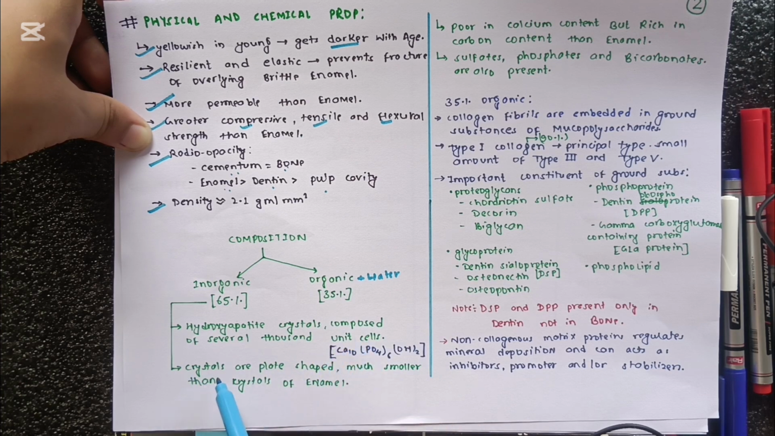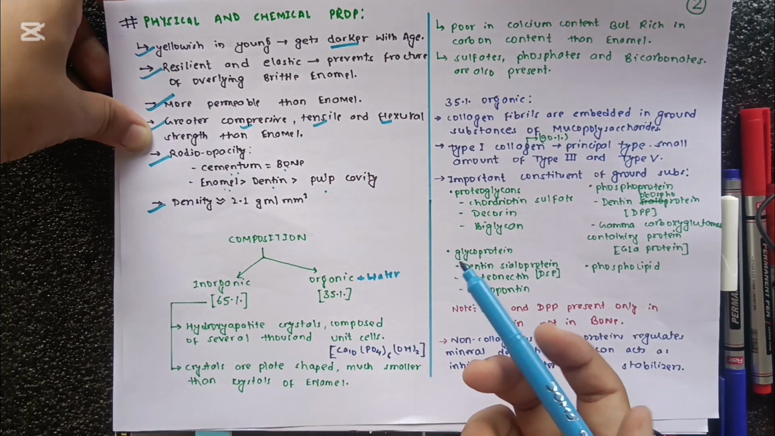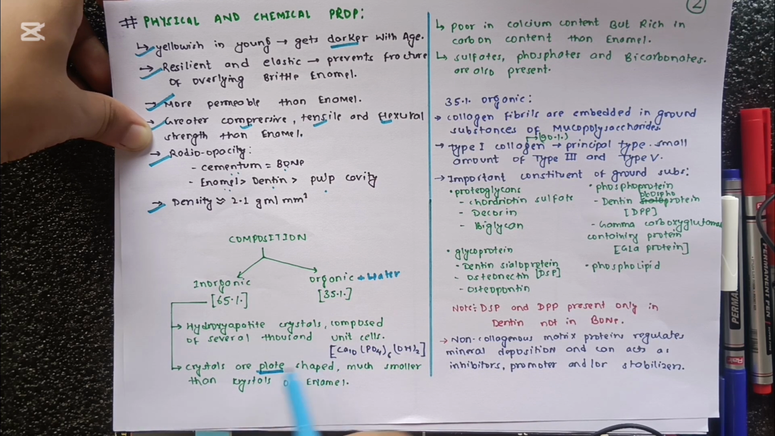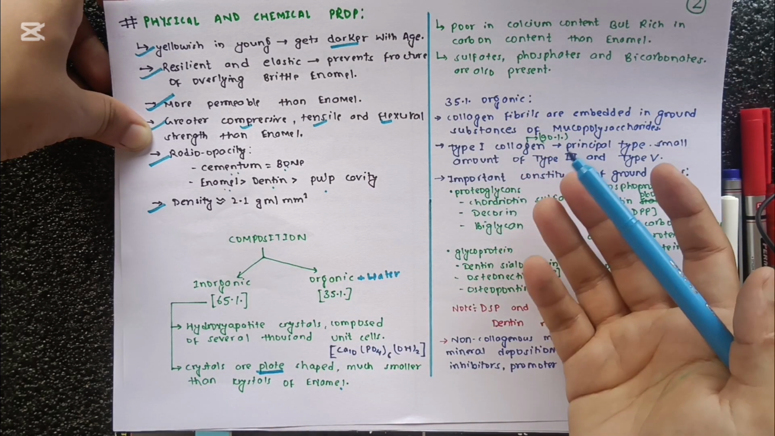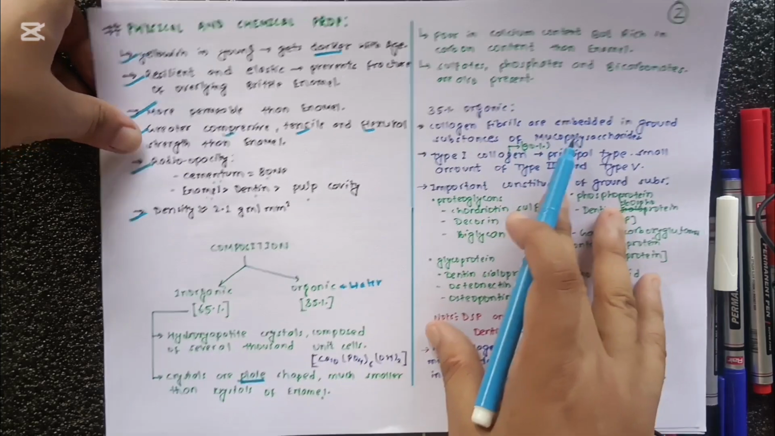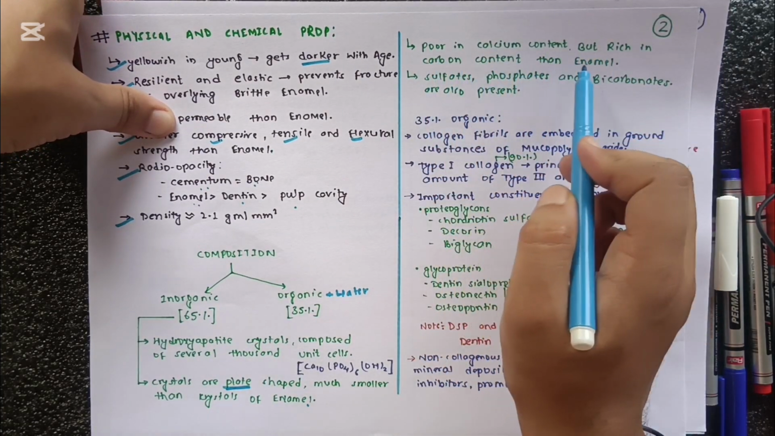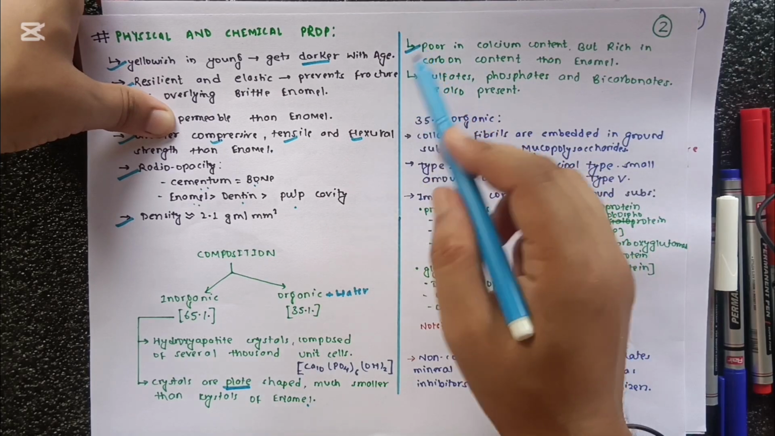Crystals are formed by several thousand unit cells, and how they differ from the crystals of the enamel is that the crystals of the dentin are plate shaped. Just remember this distinguishing feature: it is plate shaped in the dentin, and it is much smaller than the crystals of the enamel. So there are much smaller crystals than the enamel, and they are plate shaped. After that, it is poor in calcium content but rich in carbon content than the enamel. You should remember this also.